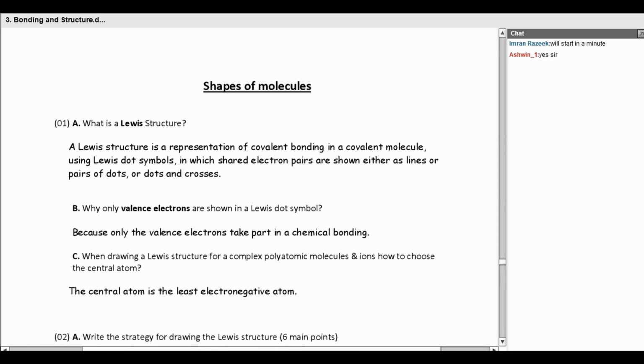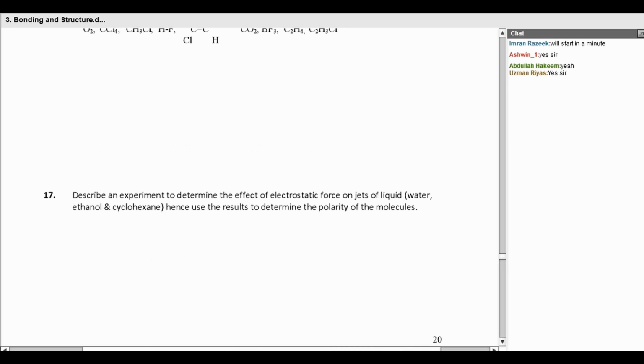Okay, so we'll continue and complete the lesson. I think I did up to the polarization the last class, up to page number 22. Am I right? Question 17 was done, right?